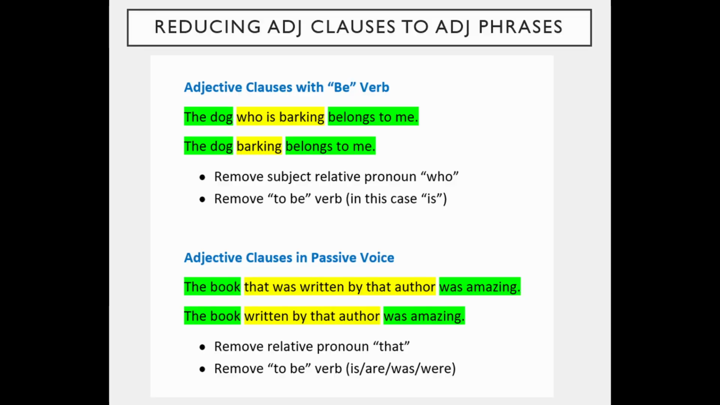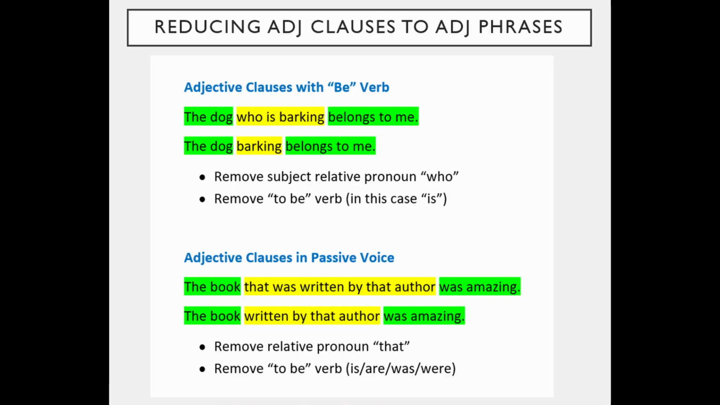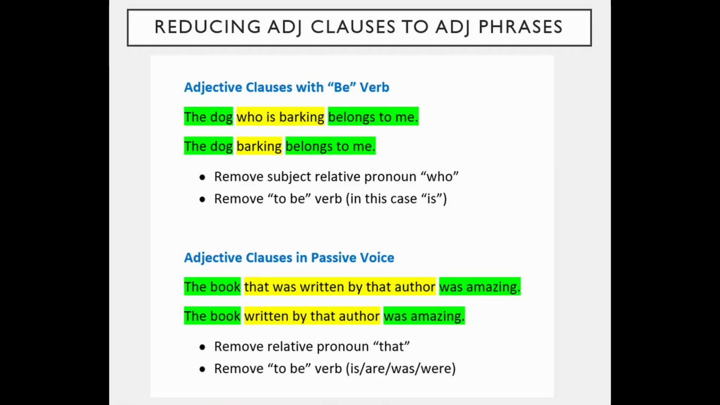For example, this sentence here, the dog who is barking belongs to me, right? The dog belongs to me. That's the main clause, okay? Who is barking? That is your adjective clause, right? It's adjective because it's descriptive. It's clause because it includes a subject and a verb. In this case, the subject is who. The verb is barking. Notice that's in the progressive tense, present progressive or present continuous. You can say the dog who is barking. But a lot of people in conversation don't say the dog who is barking belongs to me because it takes too much time. So instead we say the dog barking belongs to me. And that is an adjective phrase, okay?